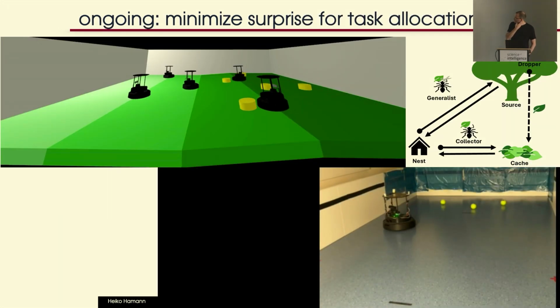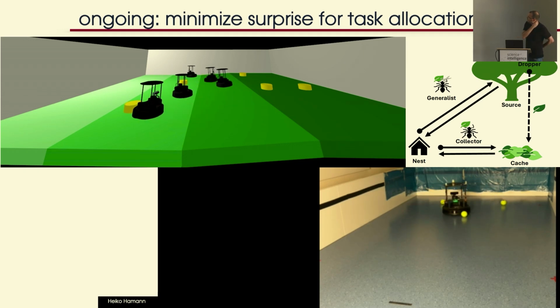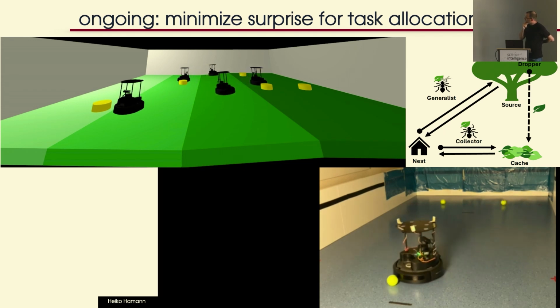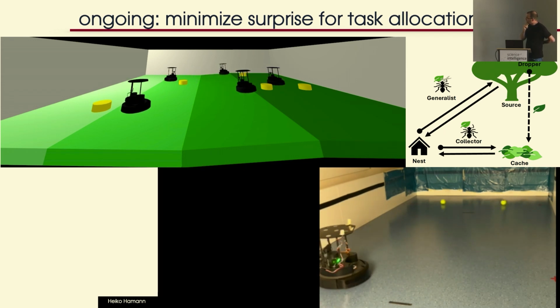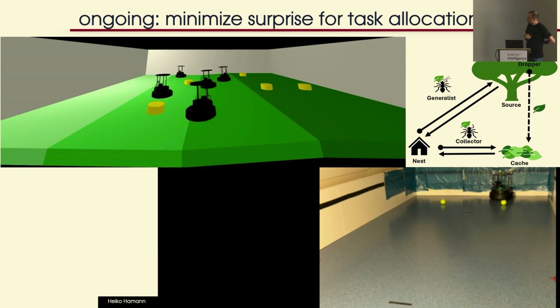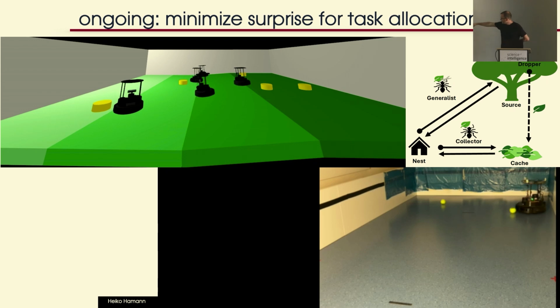And this is what we actually do in my own lab. We use this task allocation problem directly inspired by Ferrante et al. for our turtle bots. We want to use a very special method called minimize surprise to solve this problem. And this is some early tests in the lab.